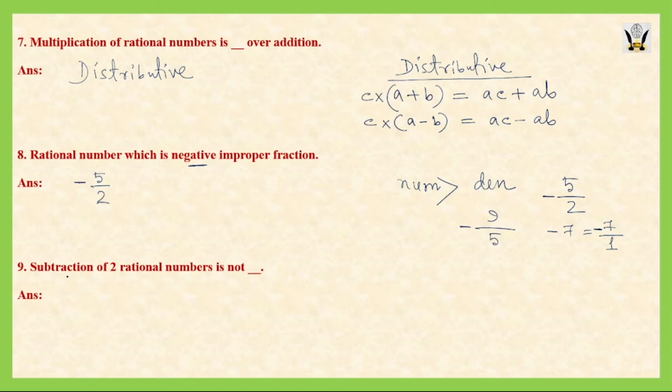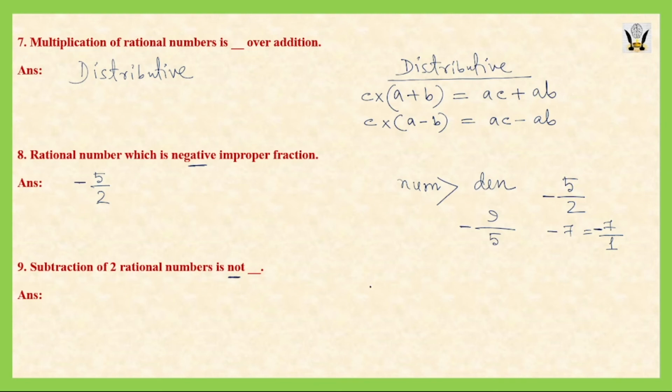It says the subtraction of two rational numbers is not what? Dash. So here basically it is related to the properties of subtraction. We know that rational numbers are closed under subtraction, so it obeys the closure property, but in case of subtraction it doesn't obey the associative and commutative property. So we have to focus on the properties which are not obeyed by subtraction of rational numbers.